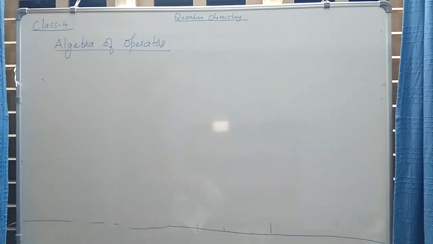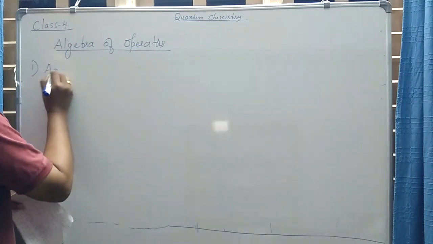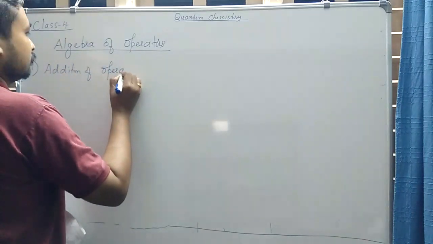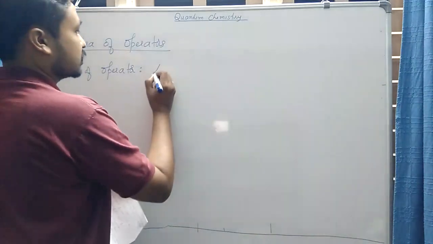The first property of operators is the addition of operators. So if we have more than one operator, say for example operator A and B, how do you add these two operators? So what is this addition rule of operators? Suppose we have two operators.